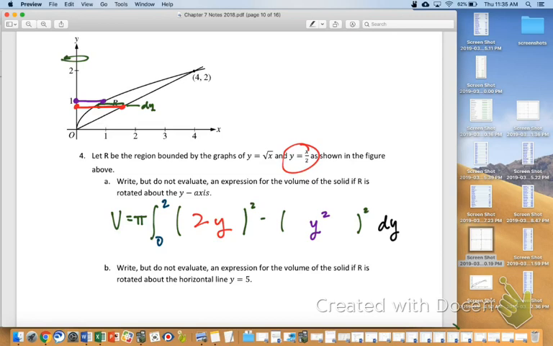These are what we started to talk a little bit about yesterday. I want you guys to think this through. Draw the picture out a little bit. I'm going to do some changing of things up there. This says, write but do not evaluate an expression for the volume of the solid if R is rotated about the horizontal line y equals 5. Feel free to make this with Play-Doh. I'll show you on the computer screen what it looks like too. But go ahead and look at this. Try to make it with Play-Doh. Start to think about what the integrand would be and all that good stuff, and we'll check it out in a little bit. So, discuss.